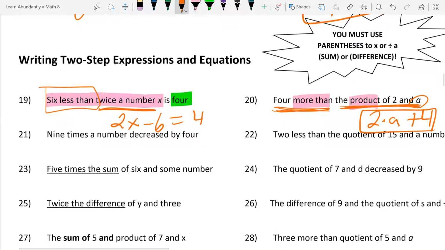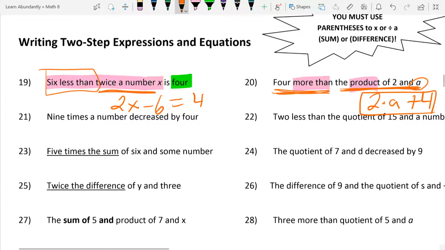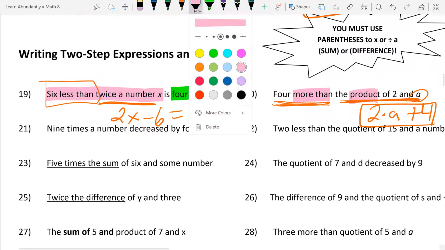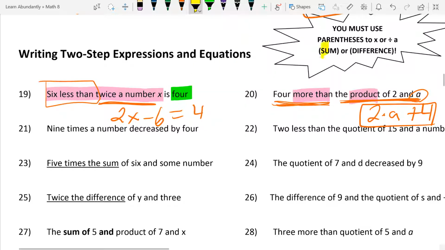Number 21, 9 times a number decreased by 4. Before I scroll, because I don't want you to miss it, I want to highlight that you must use parentheses to multiply or divide. If we have a sum or difference and we're multiplying by a sum or difference, then we need to use parentheses. And we'll see that in just a minute.